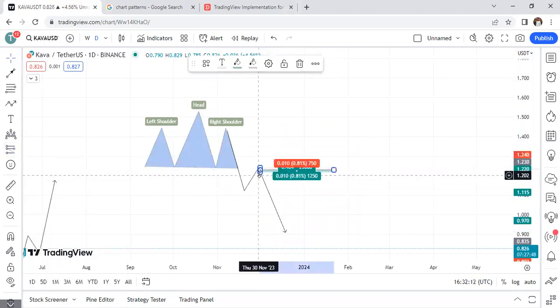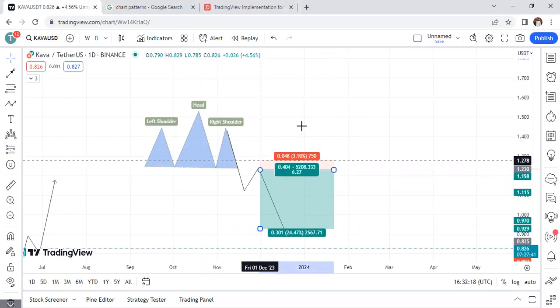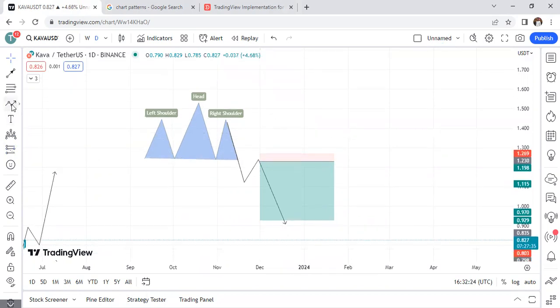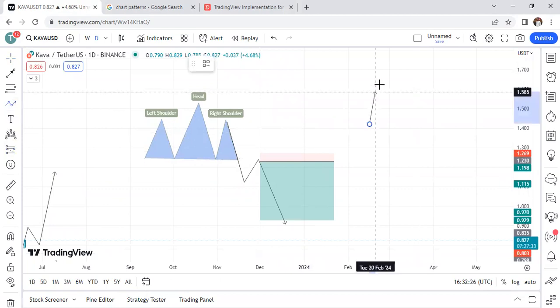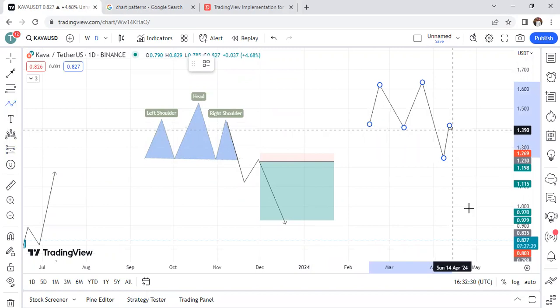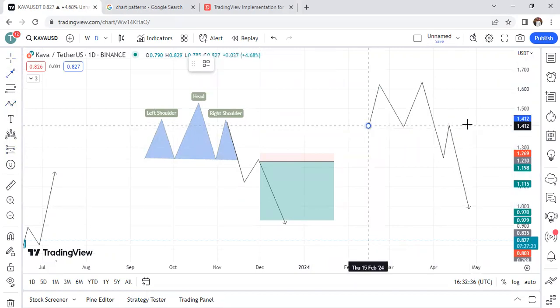Based on this would be an entry point and have your stop loss above it. But I'll tell you that this will fail most of the time. There's another one, double top. Take your trade downward. It's going to fail most of the time.